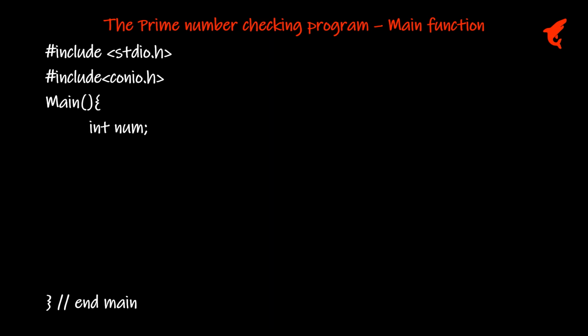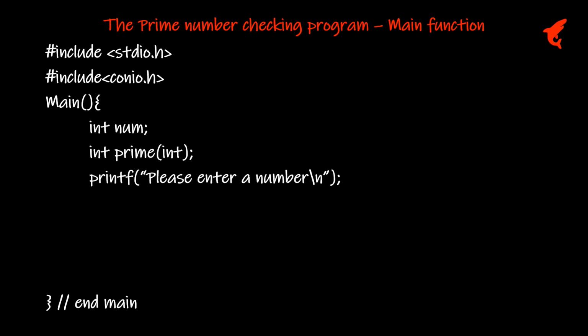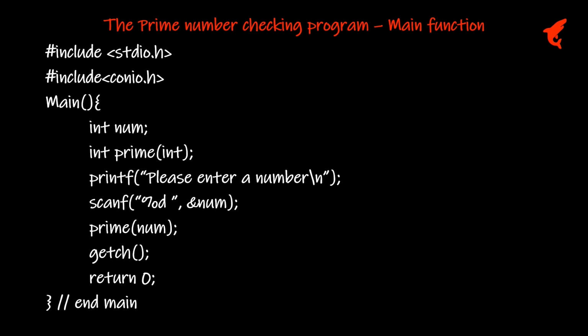We then declare a variable num to store a number value. We then declare a prime function with one integer parameter. Then a printf function to prompt the user to enter a number. Then a scanf function to accept the value for the same. We then make a call to the prime function with argument as num. And then with a getch function and return 0 statement we end our main function.